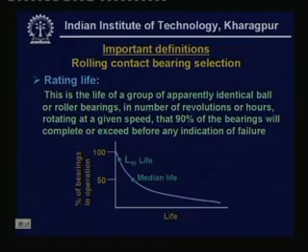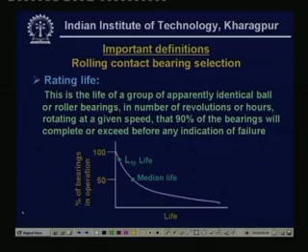Now, one of the very important parts of the bearing is the rating life. What is rating life? The definition says like this: this is the life of a group of apparently identical ball or roller bearings, in number of revolutions or hours rotating at a given speed, that 90% of the bearings will complete or exceed before any indication of failure. Now, let us look into the idea. What is that?